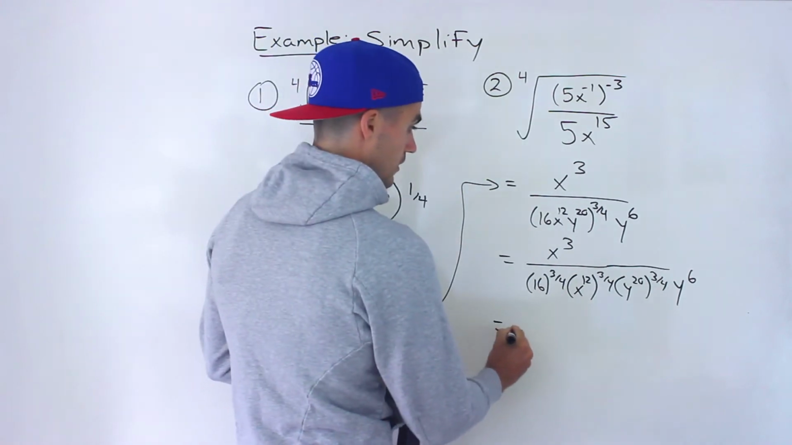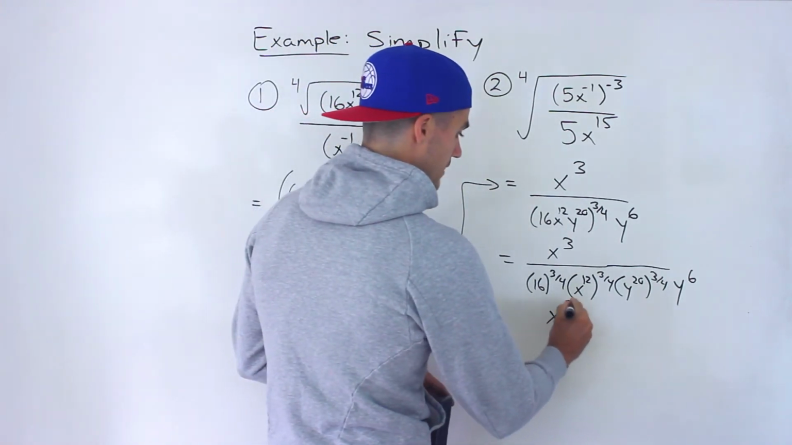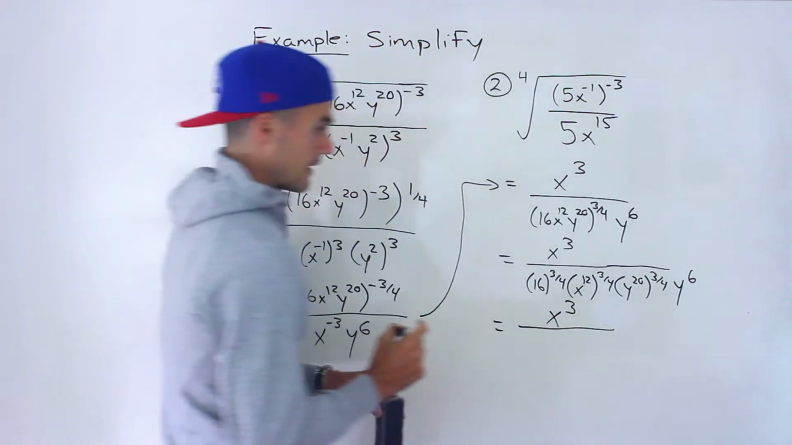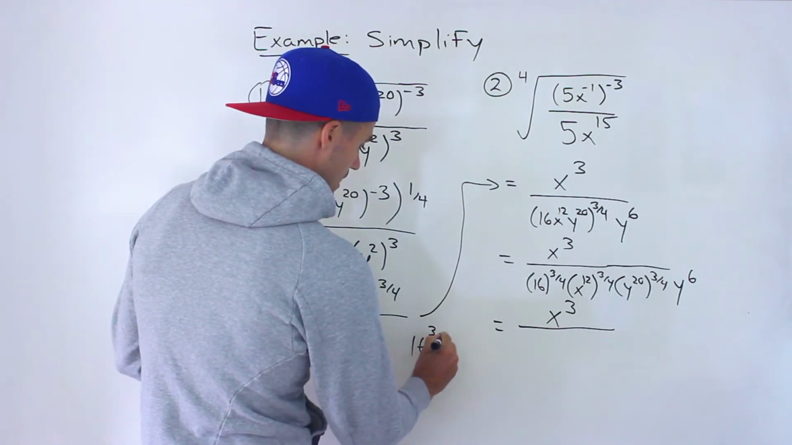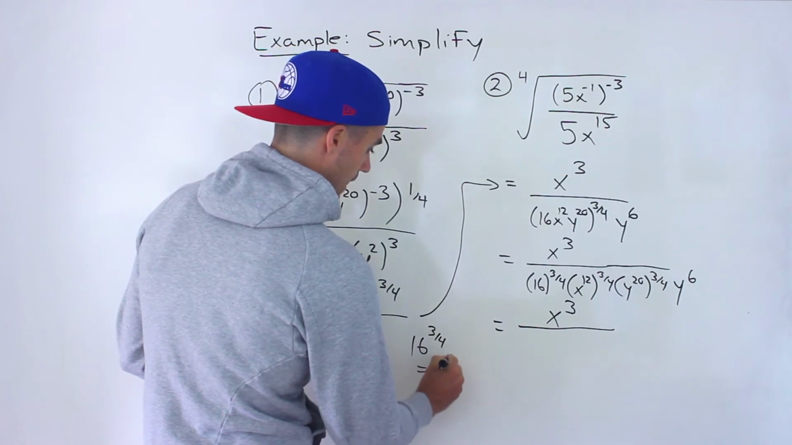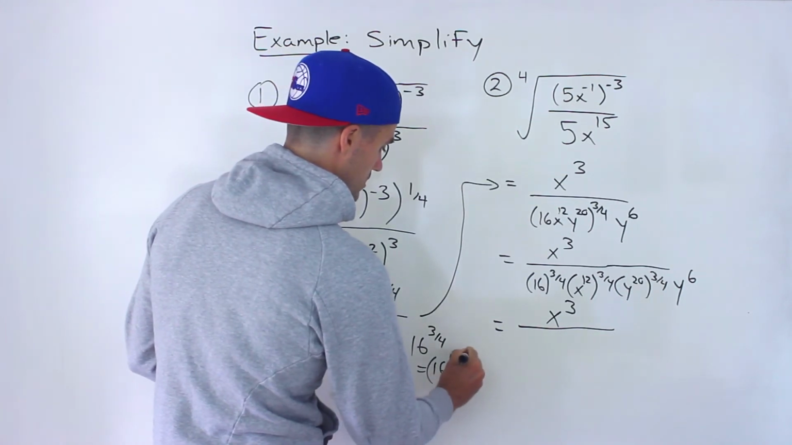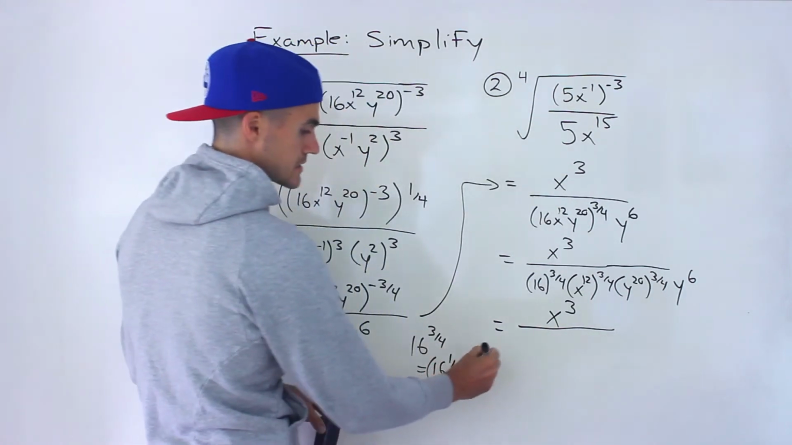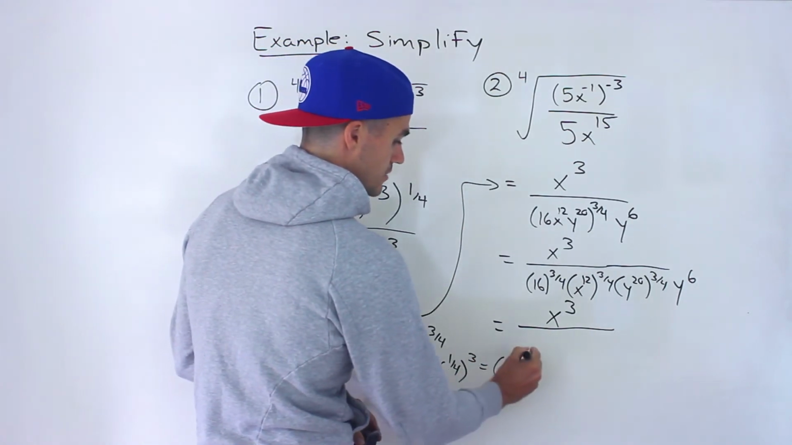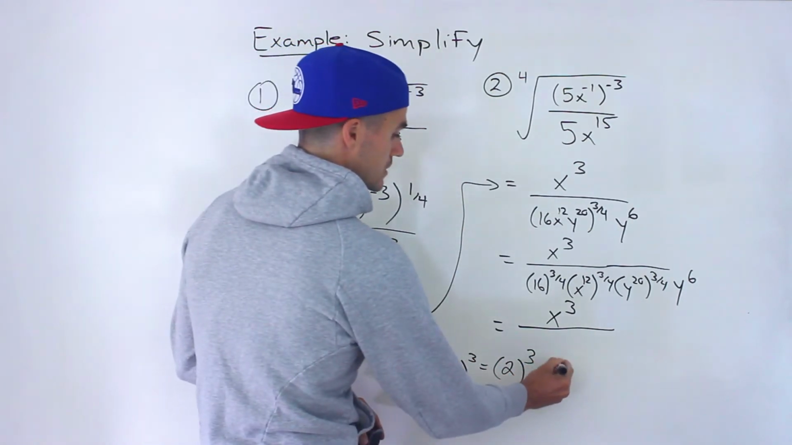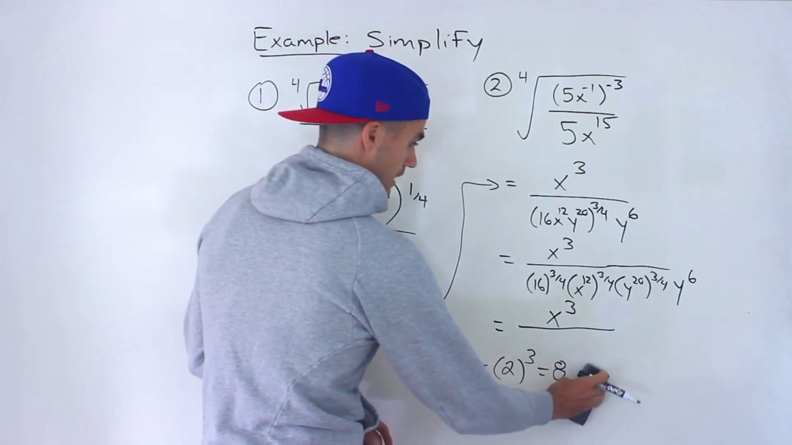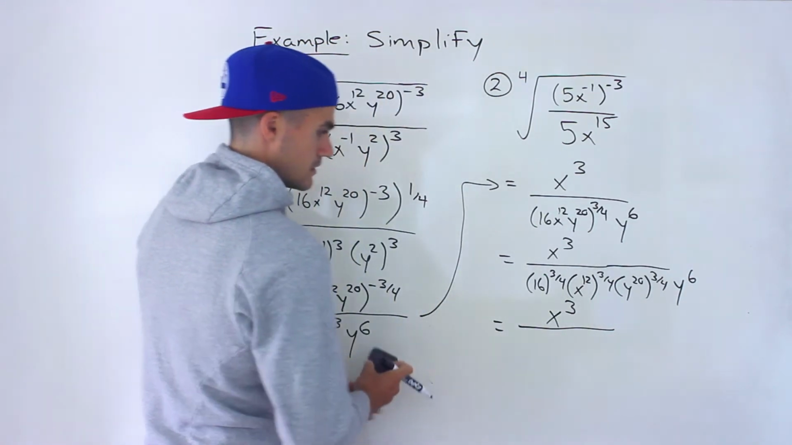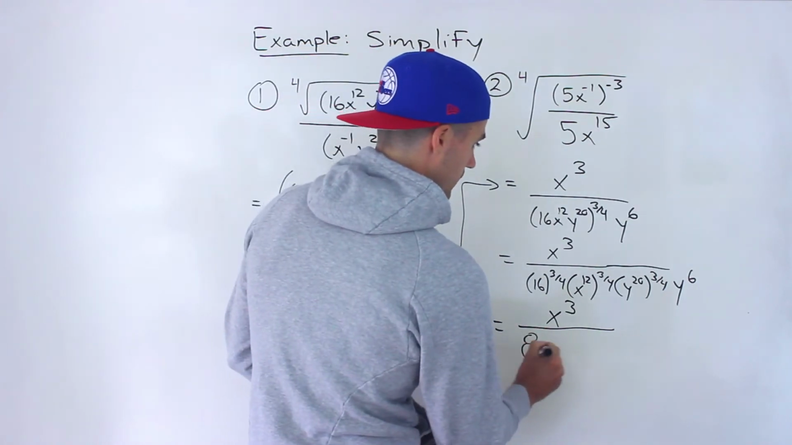From here, we still have the x to the 3 at the top. Now 16 to the power of 3 over 4, if we do this on the side, is like 16 to the power of 1 over 4, to the power of 3. What's the fourth root of 16? It's 2. Then to the power of 3, that would give us 8. So this term ends up just being 8.